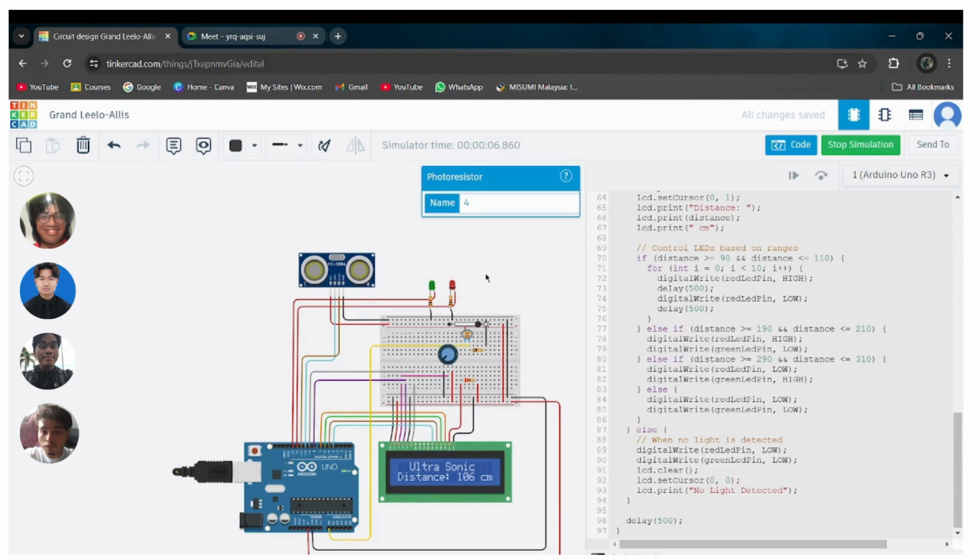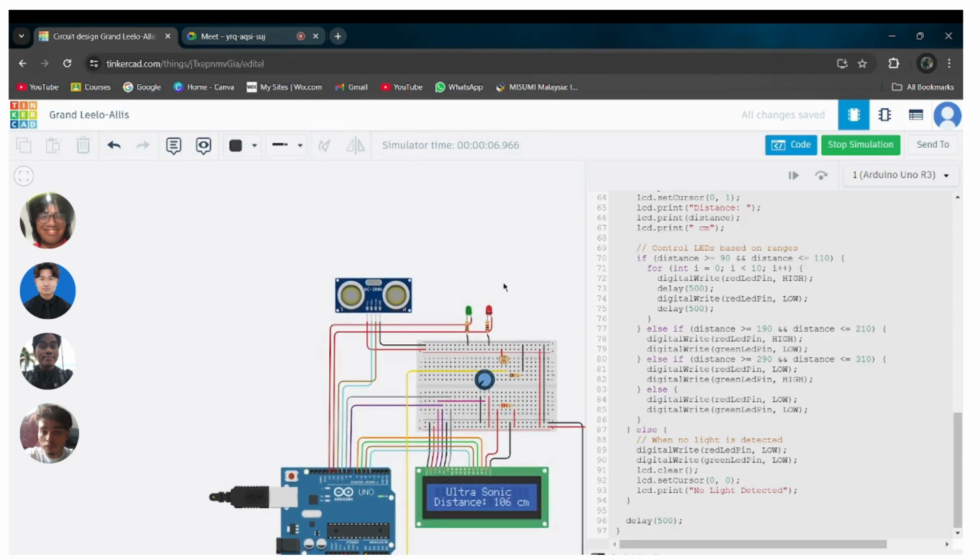About the distance measurement, the ultrasonic sensor is triggered to measure the distance to an object in front of it. And if the distance is read successfully, it converts the time taken for the echo to return into the distance measurement in centimeters. And for display output, the LCD will show the ultrasonic and the measured distance. And it will refresh only when the distance measurement changes to provide clear and updated information.